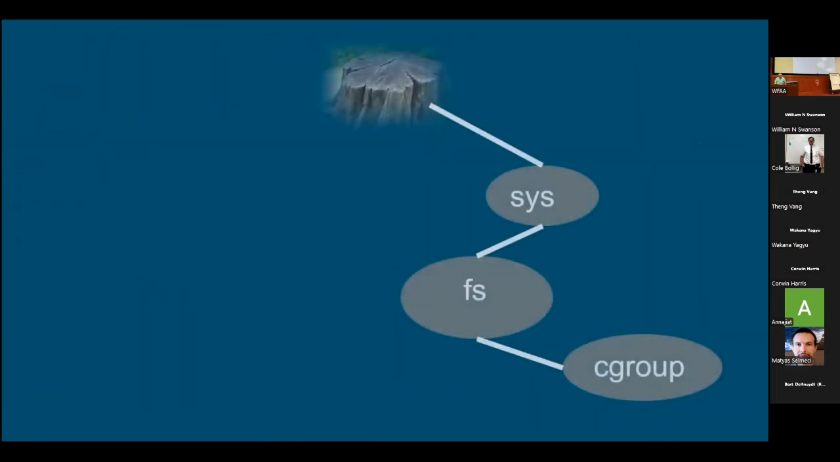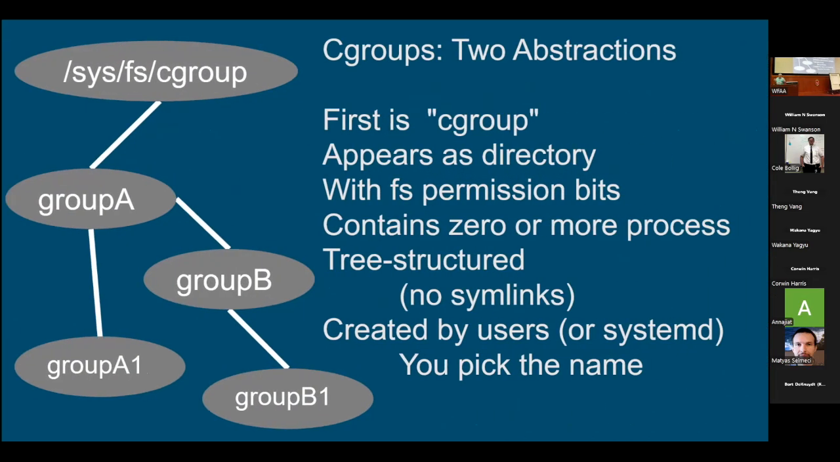So moving back to the file system here and the root, cgroups really have two abstractions. The first is a cgroup itself. This shows up as a directory under sysfs cgroup in the usual Unix way. It has file system permission bits, and each cgroup contains 0 or more Unix processes in a tree structure.